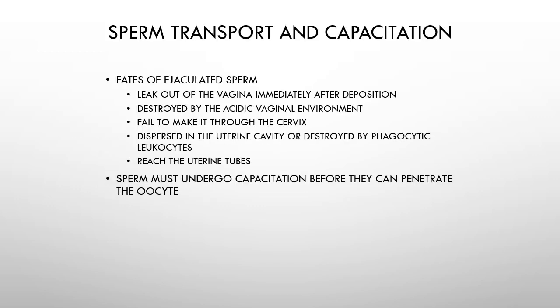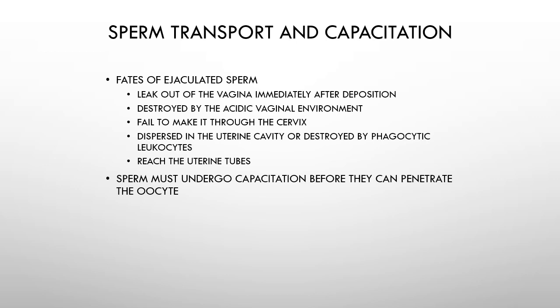That zygote then can start to make its now roughly 6-day journey or so, continuing on, by this point, maybe 5 days, down into the uterus. Once sperm is ejaculated, it's not a guarantee, like I just said with the 50-50, that it's ever going to make it to the sperm cell or to the oocyte.